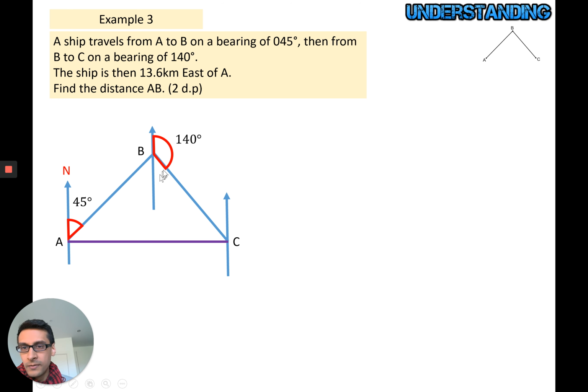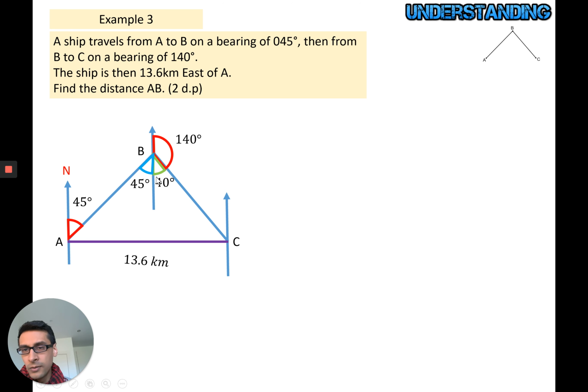It's 45, 140, 13.6. Now, when you get a question like this, I would argue you can actually ignore the wording of the question and just fill out as much information as you can before you continue to work out the unknown that you're being asked to work out. So just by looking at the diagram and not looking at any of the words above it, I know that 45, because they're interior angles, 45 and 45 because you've got two parallel lines.